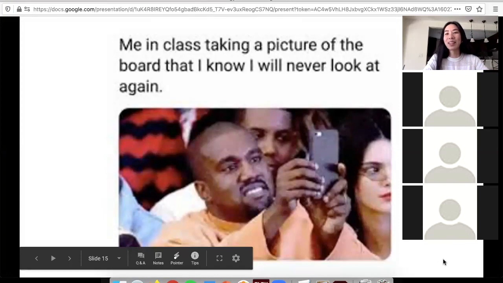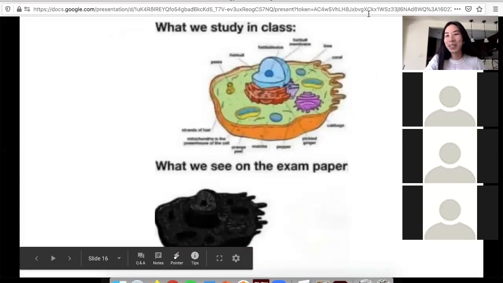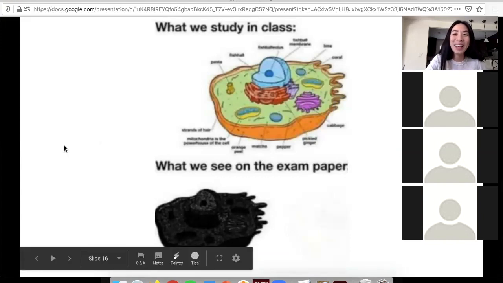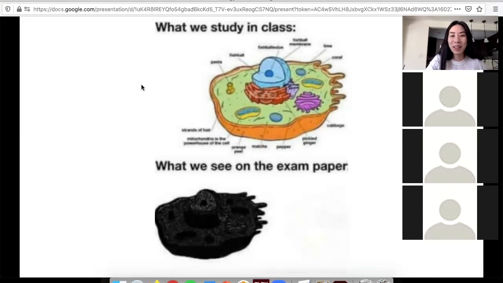Now I know what's next. Okay, so next one, Jesus sent this one to me, but someone sent this to me last year, and I thought it was so funny because it's kind of true. It's like what we study in class versus what we see on the exam. Sometimes you're like, the test was so much harder than what we do in class. It was so much worse.